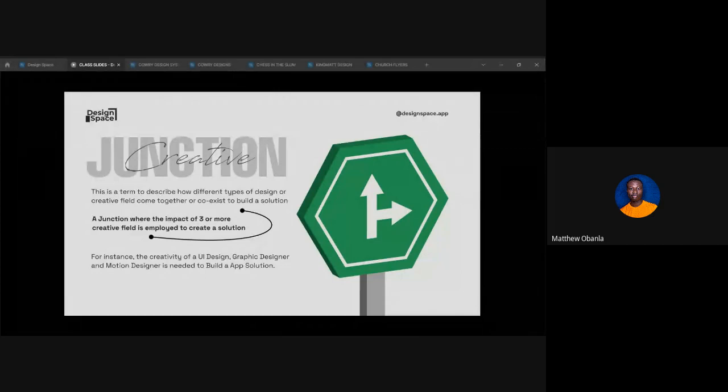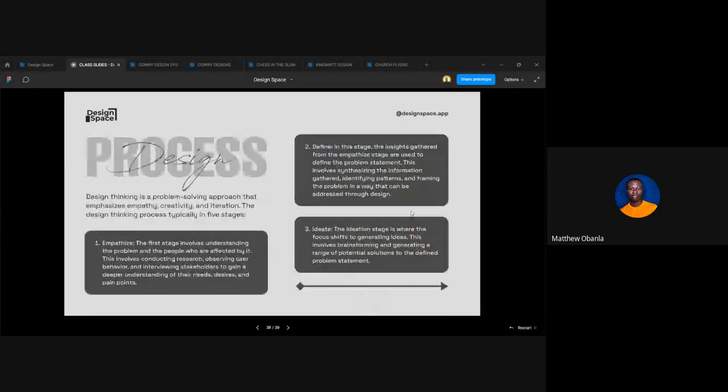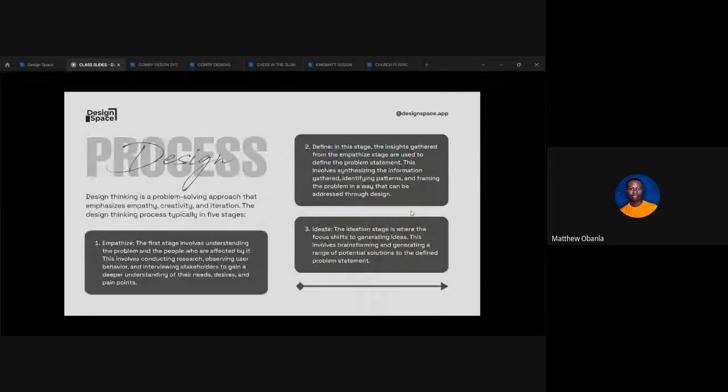Okay, so let's move on to the next slide. Here I'm going to be explaining the design process. I said here that design thinking is a problem-solving approach that emphasizes empathy, creativity, and iteration. Here I mentioned empathy. When I say empathy, like you empathize, this is the first stage that involves understanding the problem and the people that are affected by it. I want you to get that right.